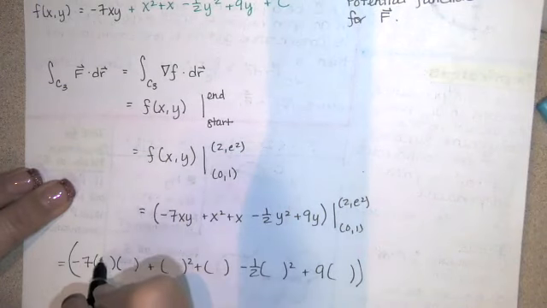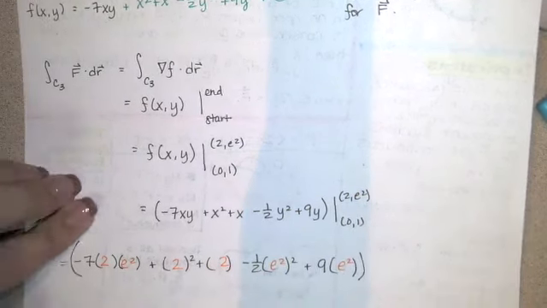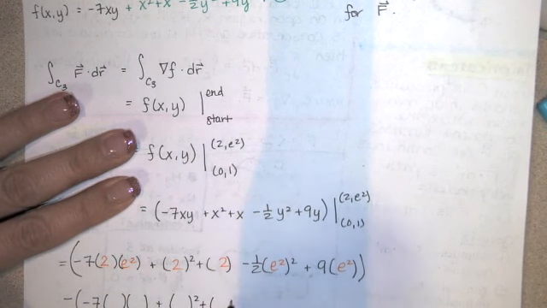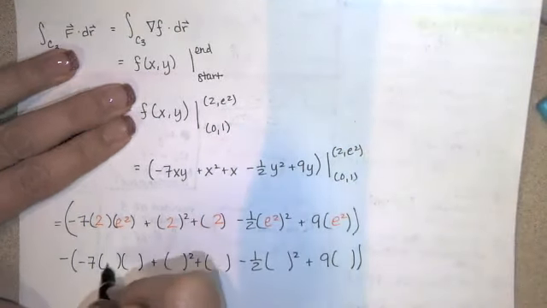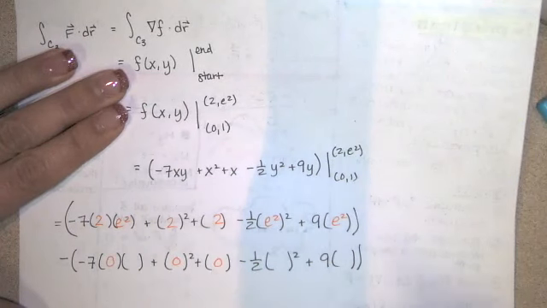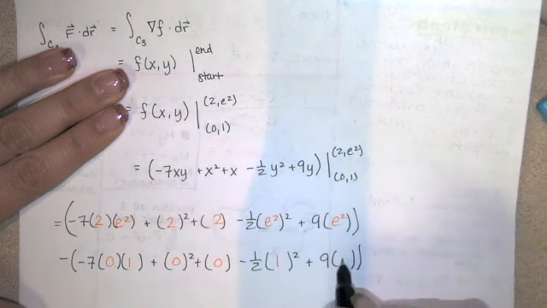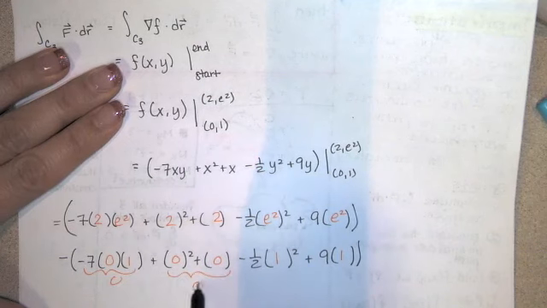Replace all of your x's with 2's. Replace all of your y's with e squared. And then from there, we want to subtract negative 7 times x times y plus x squared plus x minus 1/2 of y squared plus 9 times y. But this time x is 0, plugging in my x's, and then y is 1, substituting my y's. And I get 0 here, and of course 0 here and here.